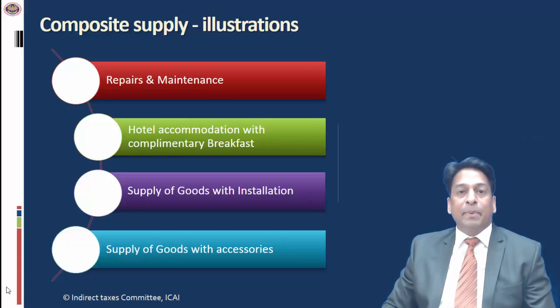The first example, repairing and maintenance. Second example, hotel accommodation with complimentary breakfast. Supply of goods with installation. Supply of goods with accessories. Now try to analyze repair and maintenance. When you're going for repairing of your car, your intention is to get the repairing done. That is what is normally understood in the ordinary course of business.